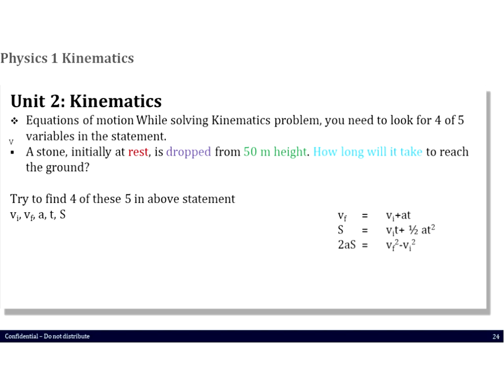So A is equal to g is equal to 10 meter per second squared, from 50 meter height. So during the scope of our problem, the stone has to fall through 50 meters height. So S is equal to 50 meters. How long will it take to reach the ground? So time is something we don't know. We need to figure it out.